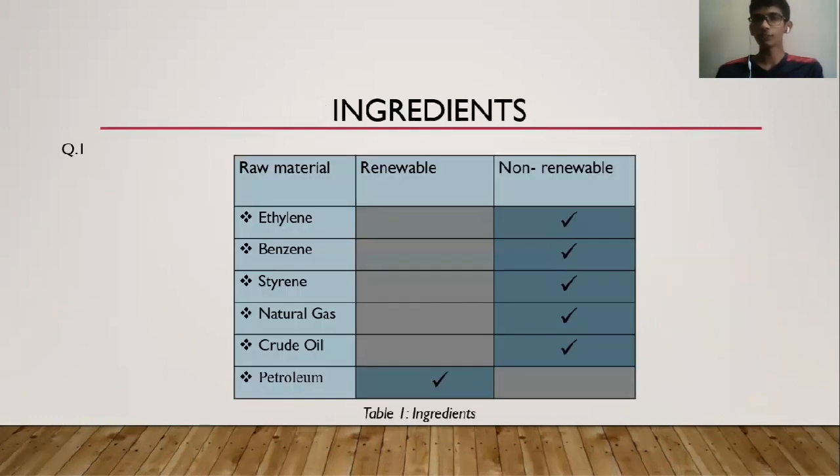Now we move on to the ingredients which are needed to make polystyrene. The raw materials are ethylene, benzene, styrene, natural gas, crude oil, and petroleum, and these are non-renewable energy resources.